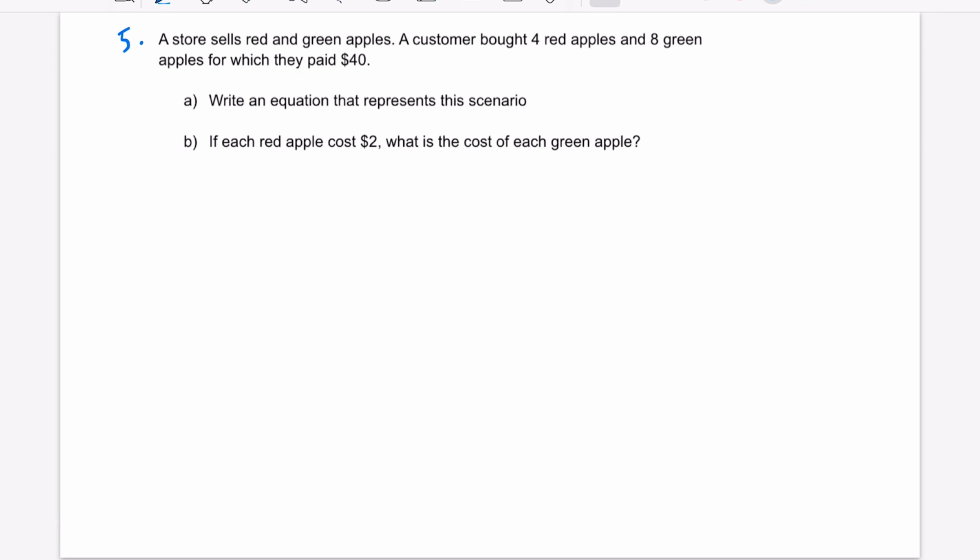A store sells red and green apples. A customer bought 4 red apples and 8 green apples for which they paid $40. Write an equation that represents the scenario. Okay, so let's assume, only the quantity of red apples and quantity of green apples are given. So the cost paid by the customer is equal to price per unit times the quantity.